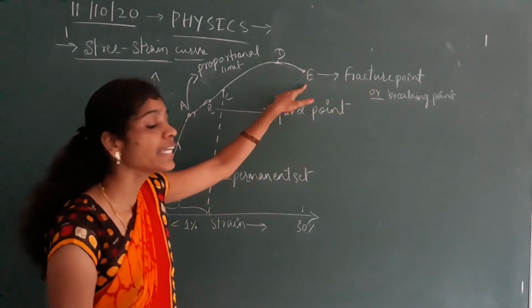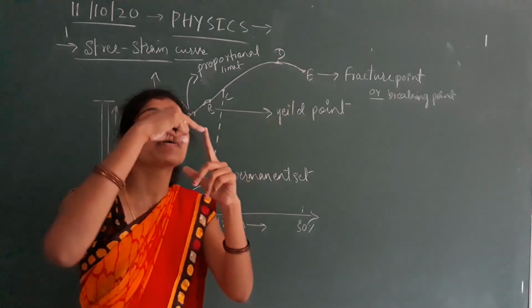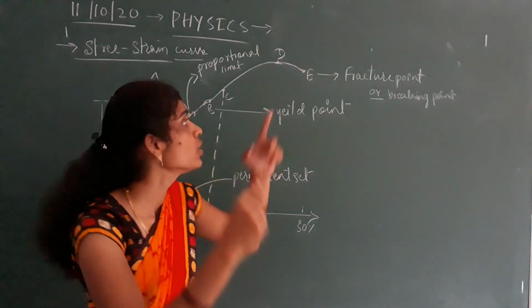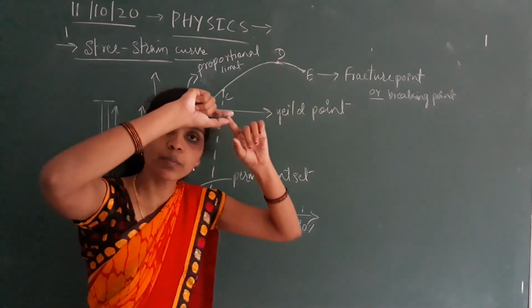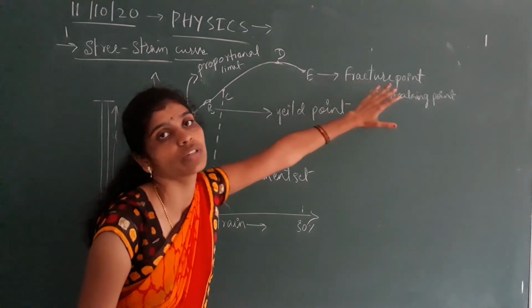Both D and E are very close to each other. At the point D, the material is about to break down. At the point E, it is going to break down, it is going to vanish. Therefore, it is called the fracture point.